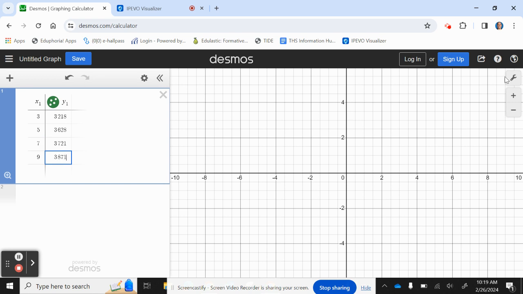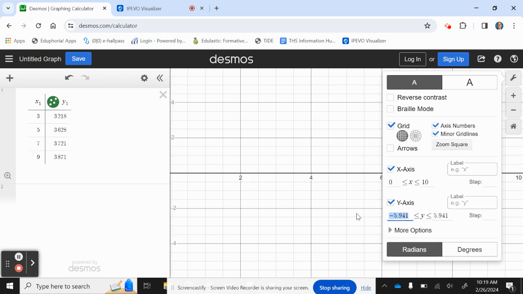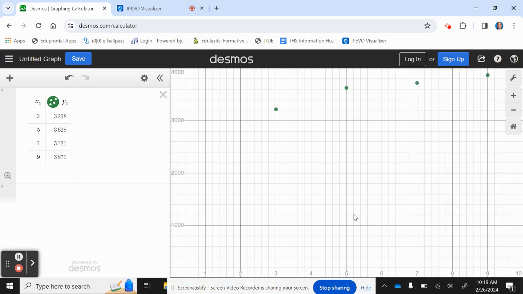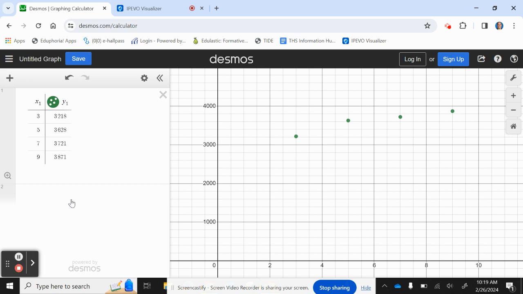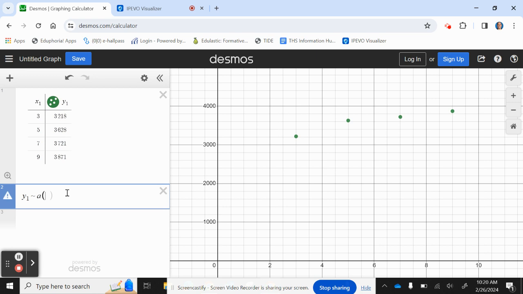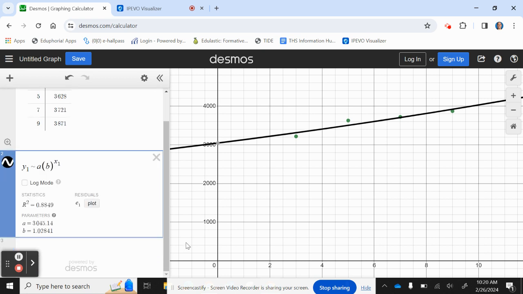Now you don't see the point, so we need to adjust our window. So we're going to go from 0 to 10 and 0 to, let's go 4,000. We can zoom out just a hair. There we go. To do the exponential regression, we're going to do y1, shift squiggly, a, parentheses, b, to the x1. And then there's our equation.